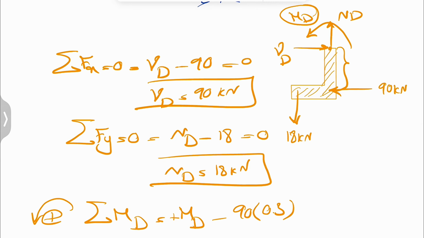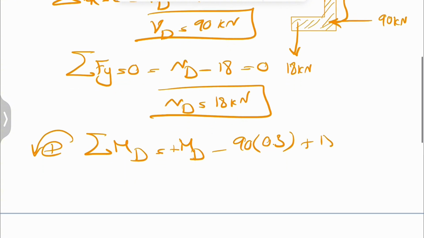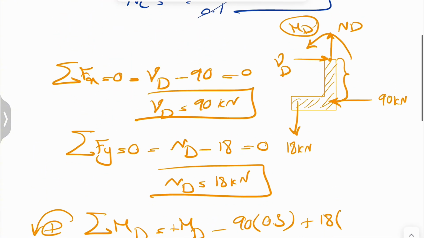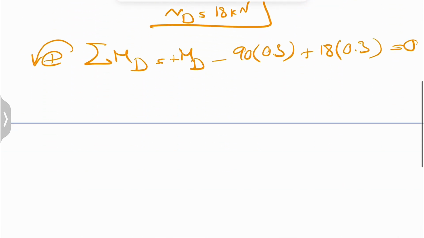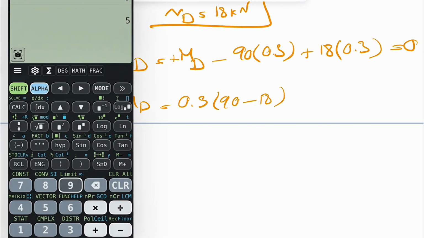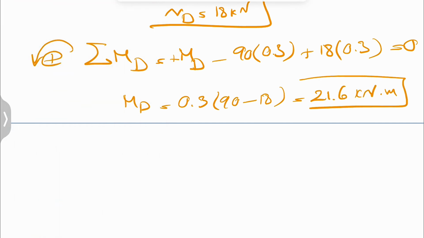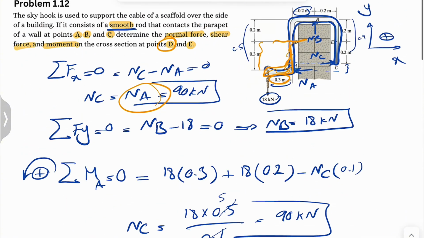And we also have the moment of 18 kilonewtons. We can see that this one about D is in this direction, so counterclockwise, positive 18 times the distance, which would be this distance. Let's get back to the figure. Yeah, it's 0.3. And because of equilibrium, this will be equal to 0. So our MD, we can factor 0.3, and it goes on the other side of the equation. So 90 minus 18, let's see what we get. 90 minus 18 is 72, times 0.3, and the moment would be 21.6 kilonewton meters. So that was the first part, the section at D.